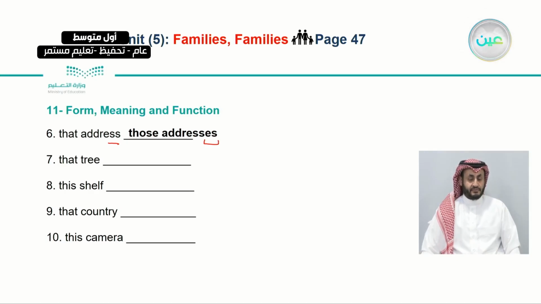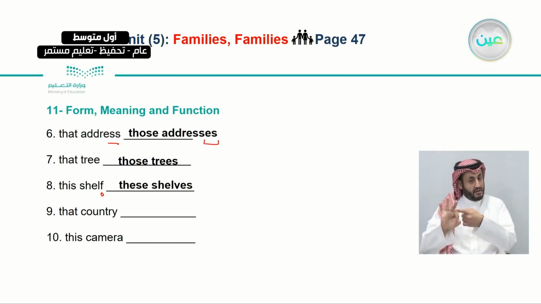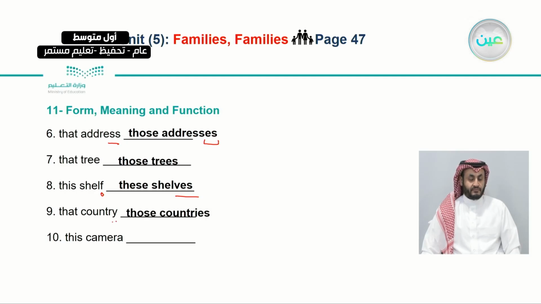That tree. Those trees. This shelf ends with an F. So what should I do in this case? These shelves. V-E-S. That country ends with Y. And there was a consonant, which is the R. So what should I do in this case? Those countries. I change the Y into I-E-S.